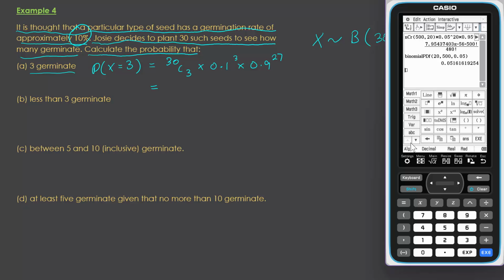So we need the keyboard, and we go to Advanced, and we want the nCr, and that is going to be 30, 3. And then we're going to multiply by 0.1 to the power 3, and then multiply by 0.9 to the power 27. And that's 0.2361.